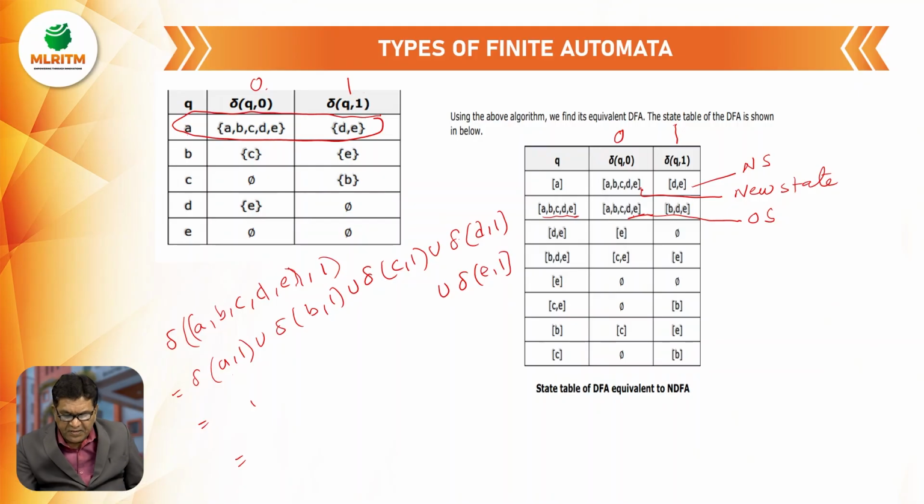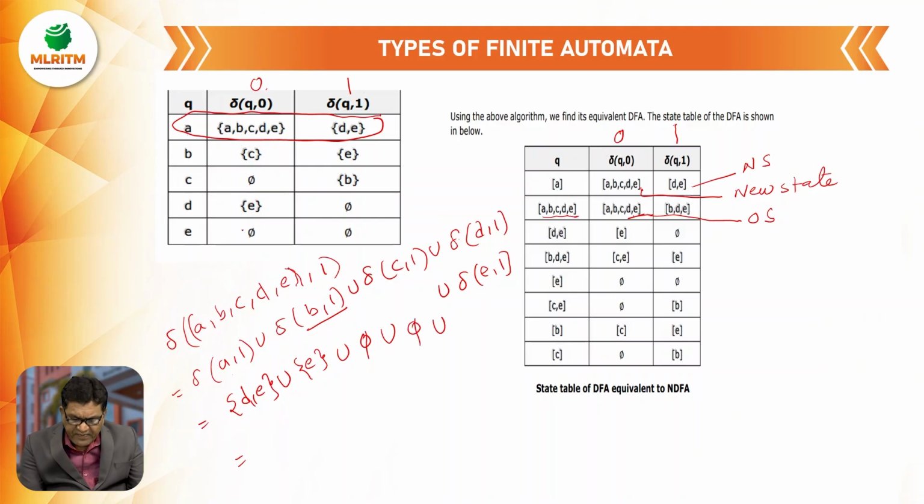See that, here we check in the transition table of the NFA. A with 1: yes, it is D, E union. Now B with 1, E, union. C with 1, it is phi. D with 1, yes, it is phi. E with 1, it is also phi. Then take the union. Then finally you get that the next state is B, D, E.